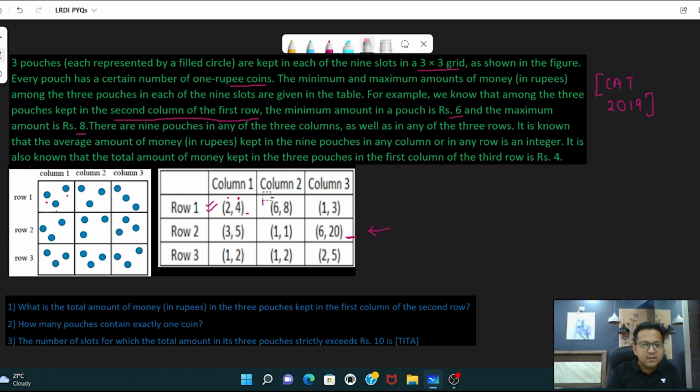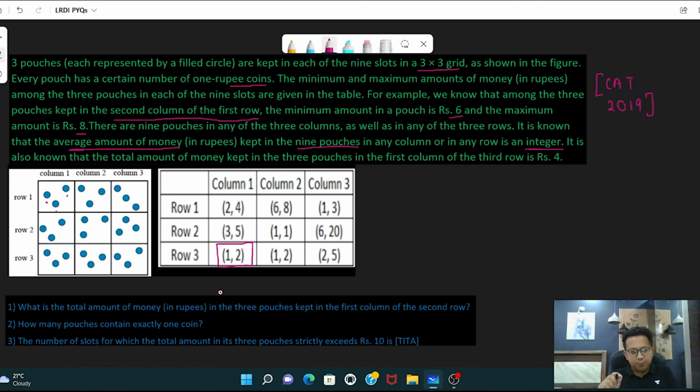Next, it is known that the average amount of money in rupees kept in the 9 pouches in any of the column or in any row is an integer. So, important line, I believe, because they are saying the average amount of money kept in the 9 pouches in any column or any row is an integer. So average across a row or across a column is an integer. It is also known that the total amount of money kept in the 3 pouches in the first column of the third row is rupees 4. First column, third row. So we are looking out here. We are saying that the total amount of money in column 1, row 3 is rupees 4.